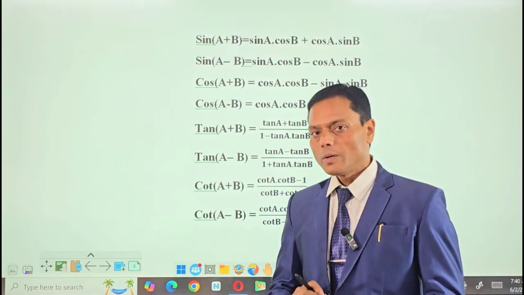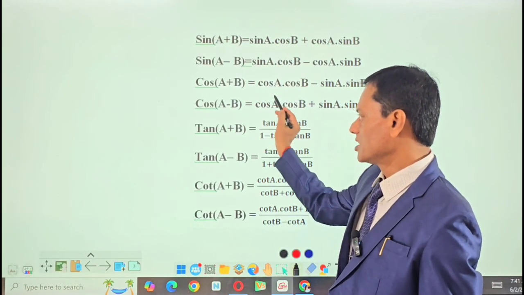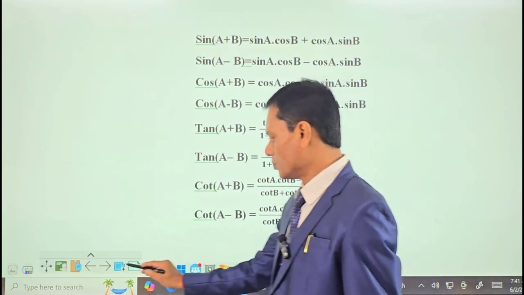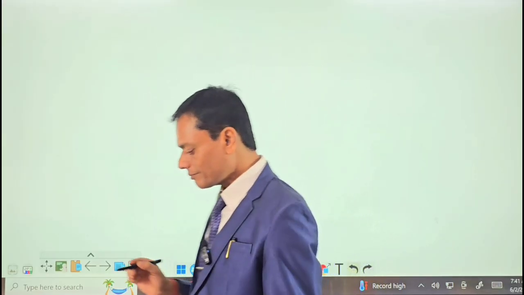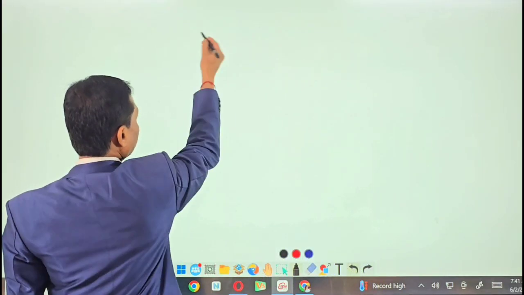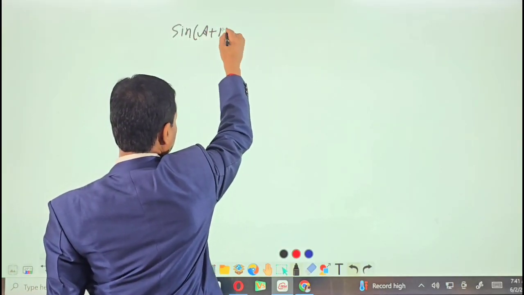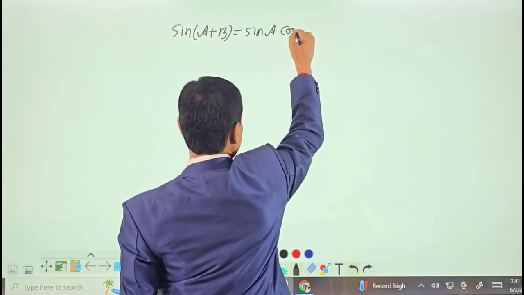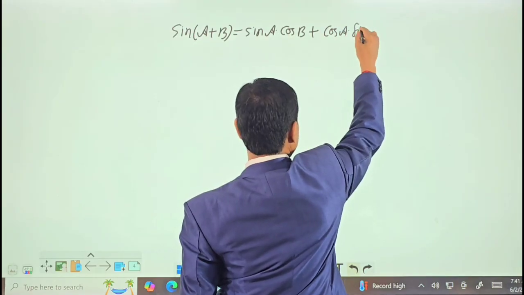To find the multiple angle formula, we are going to use sin A plus B, cos A plus B, tan A plus B and cot A plus B. Let's move ahead with sin A plus B. First of all, we know that sin A plus B equals sin A dot cos B plus cos A dot sin B.